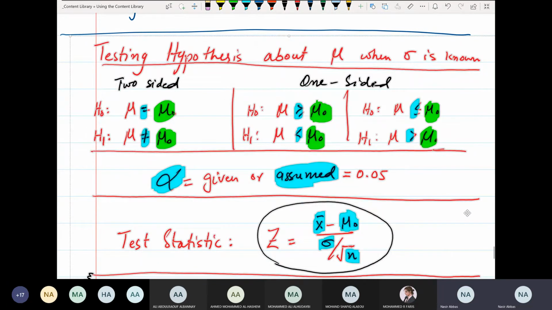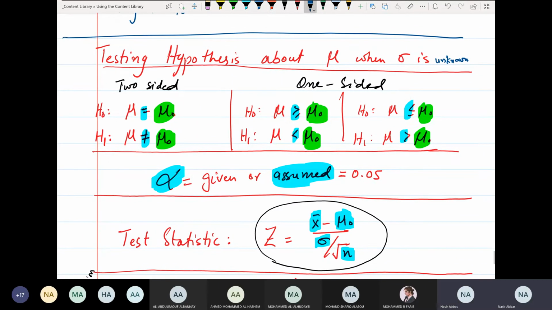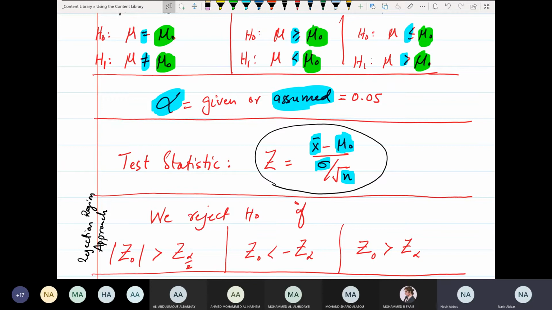So here we have testing hypothesis about mu when sigma is unknown. You'll be asked to test the same 3 types of hypothesis: mu equals something against not equal to something, bigger than or equal to something against less than something, or less than or equal to something against bigger than something. Your test statistic this time will be T, and your sigma will be replaced by S. And the degree of freedom V will be n-1.